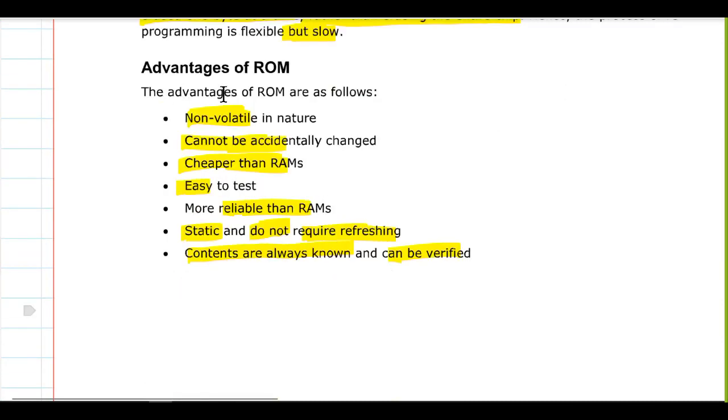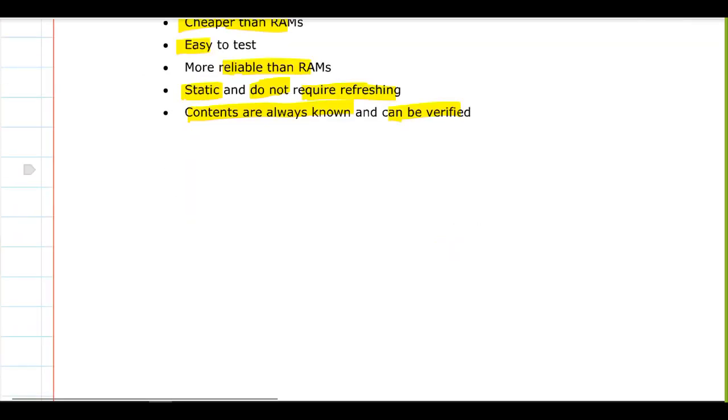The advantage of ROM in comparison to the other kinds of memory is that it is non-volatile in nature. That means even when you lose power, you are still going to have the data that you have stored. It cannot be accidentally changed. Most of the time you require specific tools for reprogramming. It is much cheaper than RAM. It is easy to test and more reliable than RAM. It is static and does not require refreshing, not comparable to RAM, which keeps on requiring refreshing and more power so the capacitors can recharge. The contents are always known and therefore can be verified.